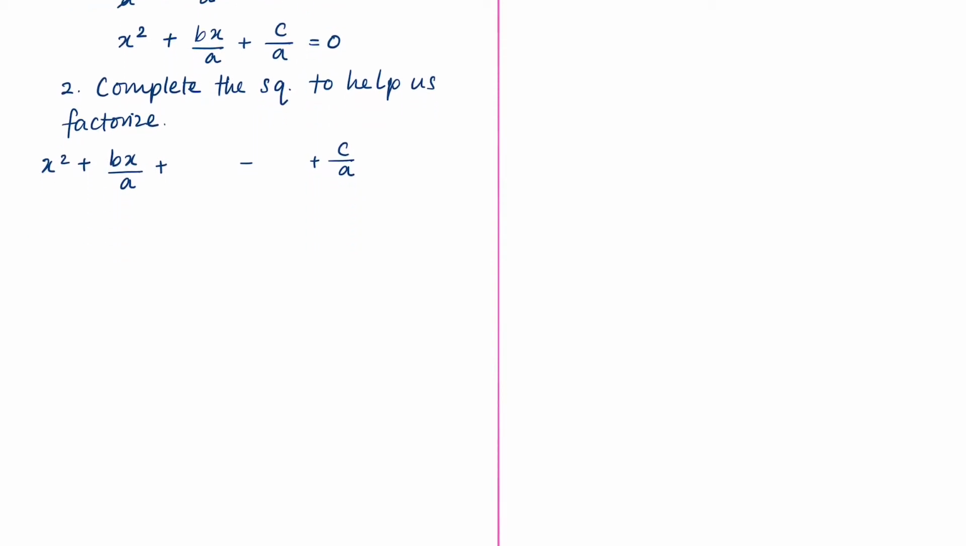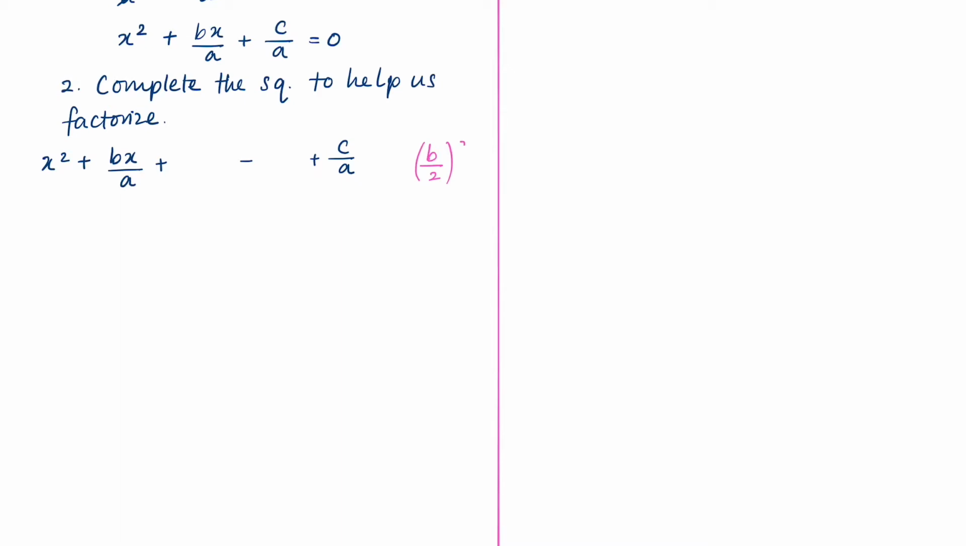When we are completing the square to help us factorize, we need to take the coefficient of the x term and divide that by 2. So we would do b divided by 2 and then square that answer. Now in this instance, b is actually equal to b divided by a. So b divided by a divided by 2 will equal b over 2a. Squaring that now, we get b squared divided by 4a squared.